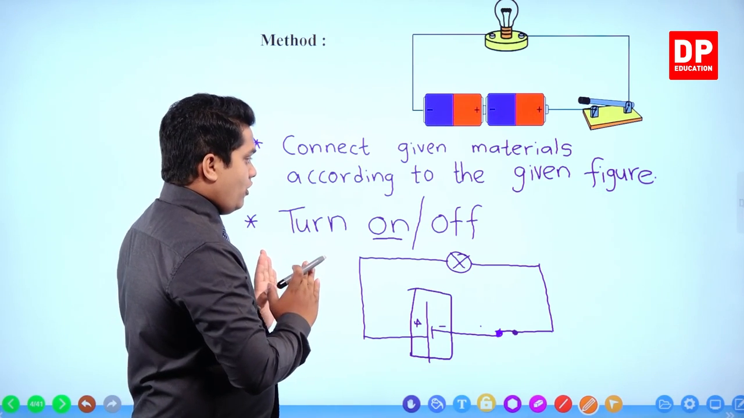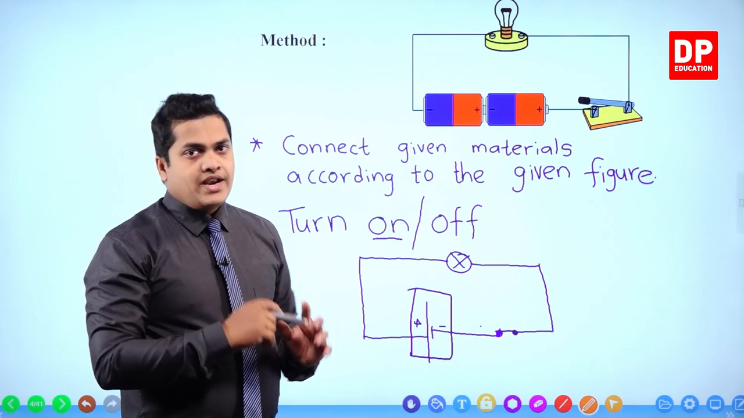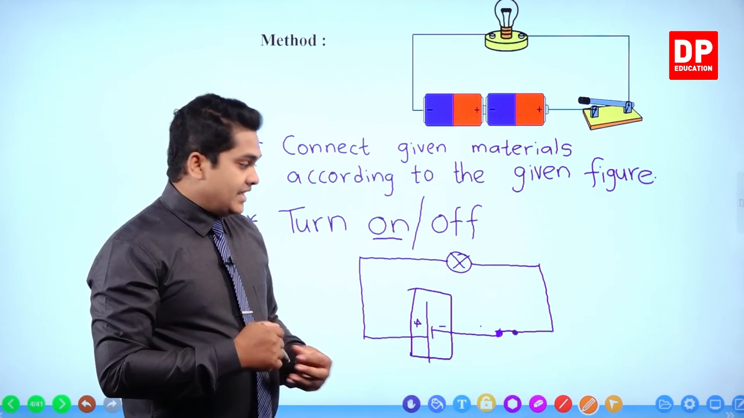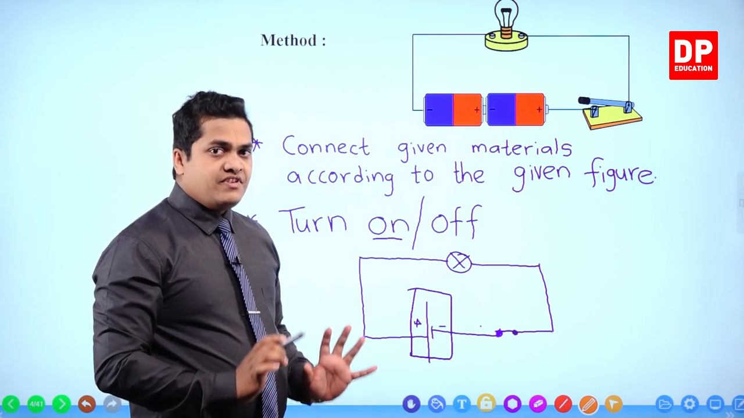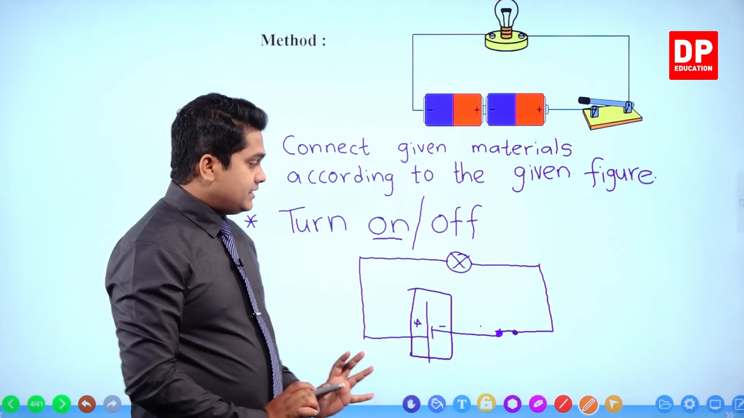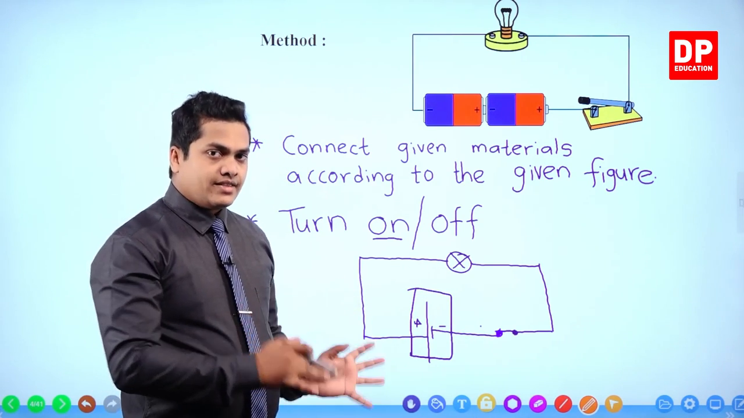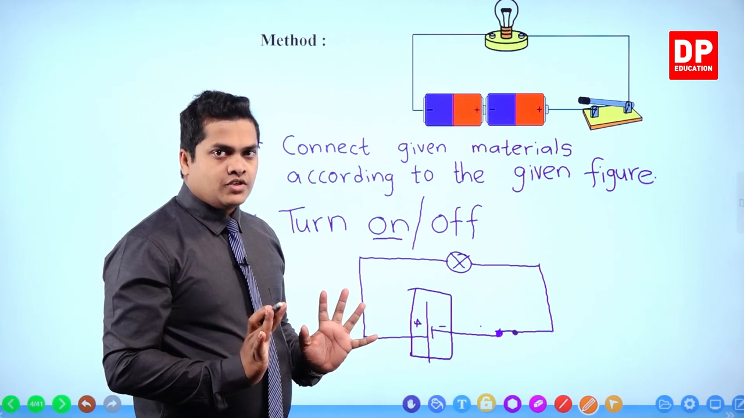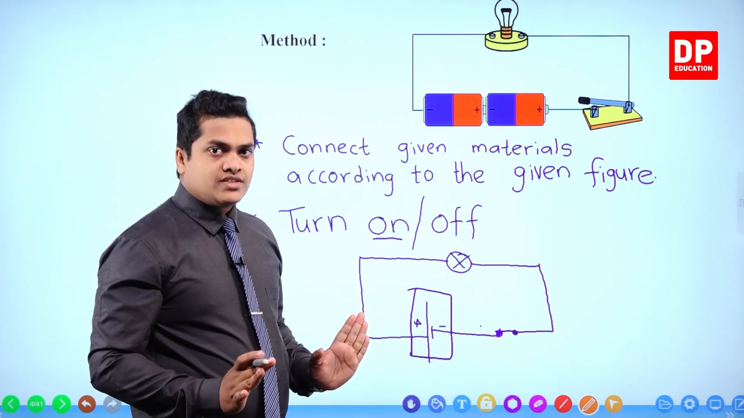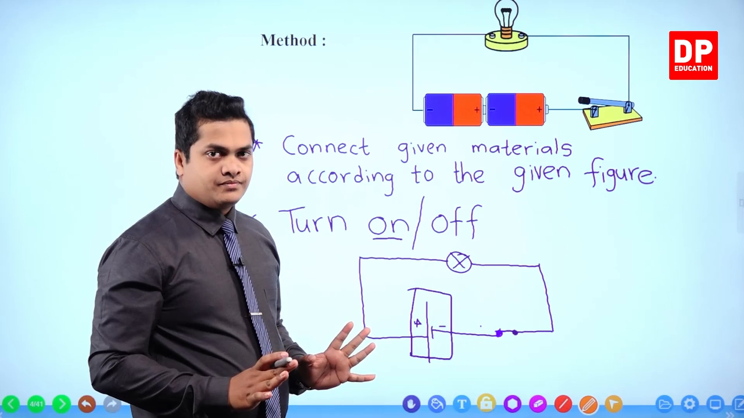Turning on and off can be referred to by using closed and open as well. If the switch has been turned on like this, we refer to that as the closed stage. Switch is in closed stage. Okay? The switch is closed.